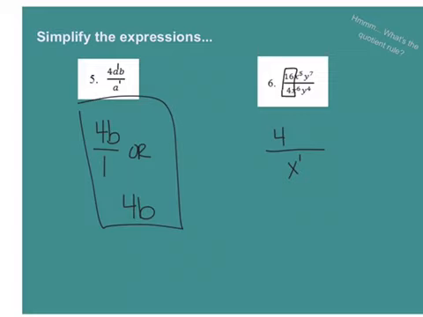Same thing with my y's now. I have y to the 7th divided by y to the 4th. So I'm going to do the bigger one minus the smaller one and put it where the bigger power was. So y to the 7th, I'm going to do 7 minus 4, which is going to give me 3, and the bigger number was the 7 on top, so the 3 is going to be on top.